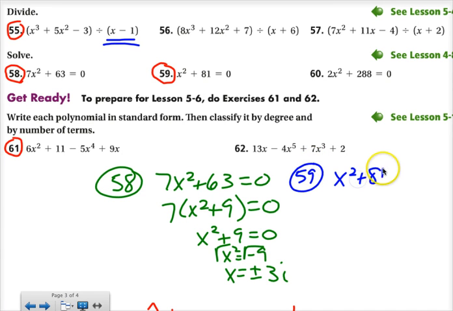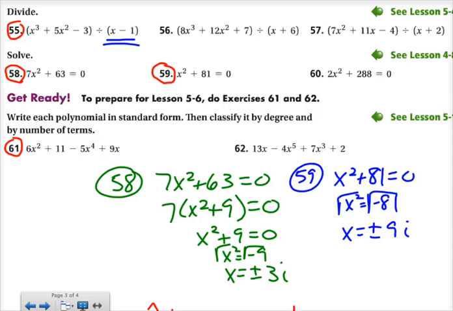And then we have x squared plus 81 equals 0. And again, there is no such thing as a sum of two squares factoring pattern. It doesn't work. There aren't two integers that multiply to positive 81 and add to 0. So we're going to go ahead and move the 81 over to the other side, and then we're going to take the square root again. And when you do that, remember you need that positive and negative. So that will be 9i, plus or minus 9i.